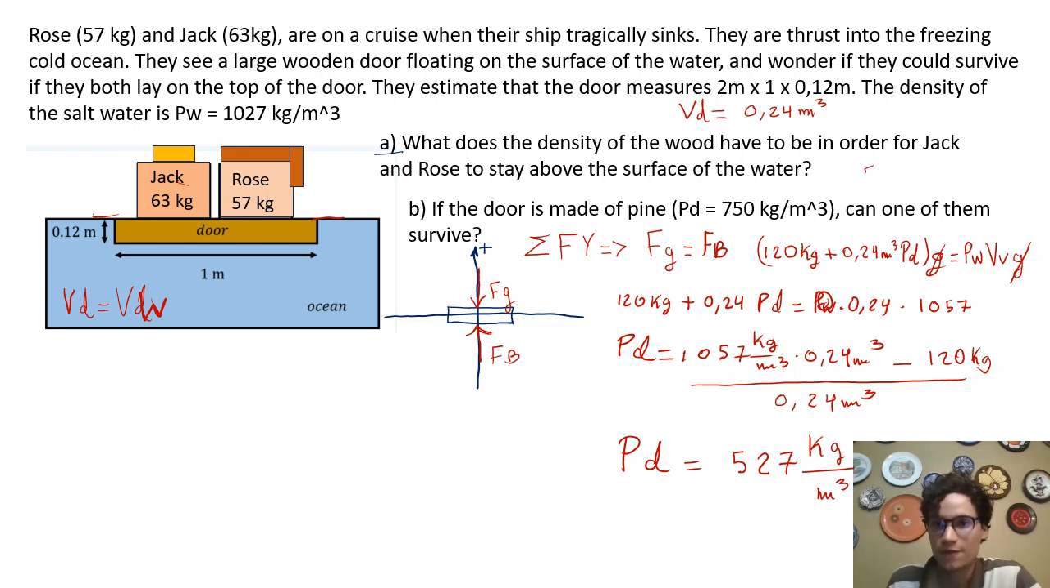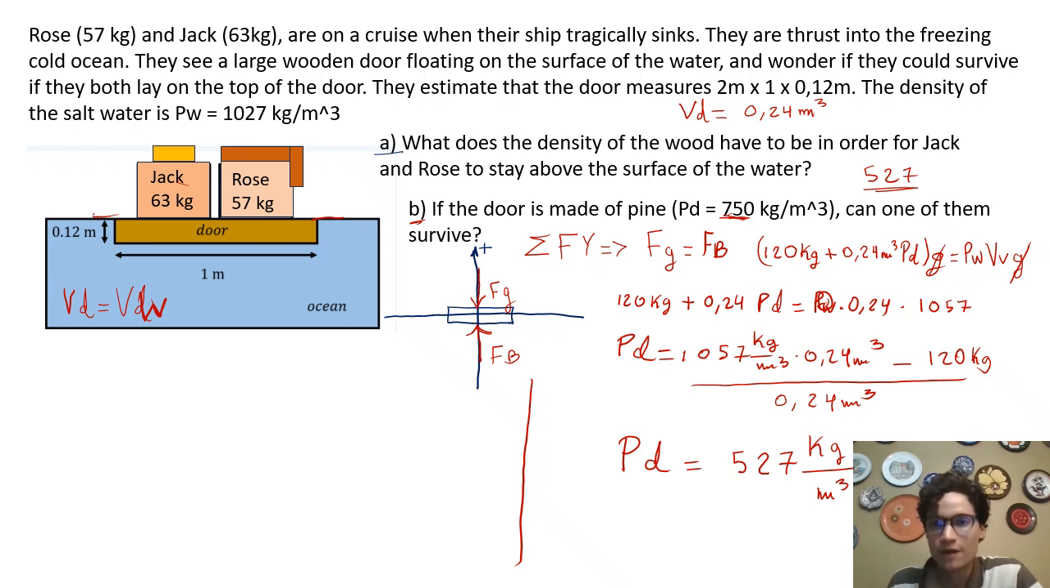So this is the first question solved. Now let's solve the second question. If the door is made of pine and the density of pine is 750 kilograms per meter cubed, can one of them survive? Well, definitely both of them cannot survive at the same time because the density of the pine is larger than the maximum density of the wood for both of them to survive. So both cannot survive at the same time. But let's see if one of them at least can survive.